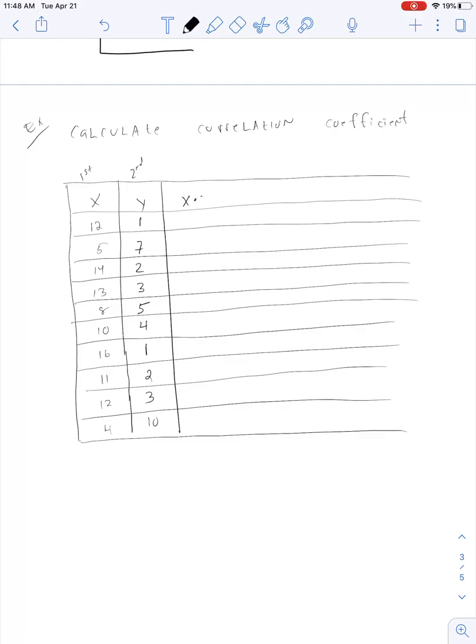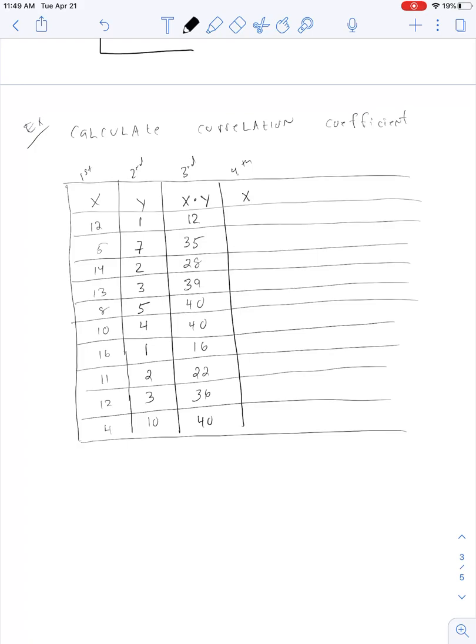Now we're going to multiply x times y. So 12 times 1 is 12. 5 times 7 is 35. 14 times 2 is 28. And you just continue on this track. If you need to pause the video, you can. That's the third thing we do, calculate x times y.